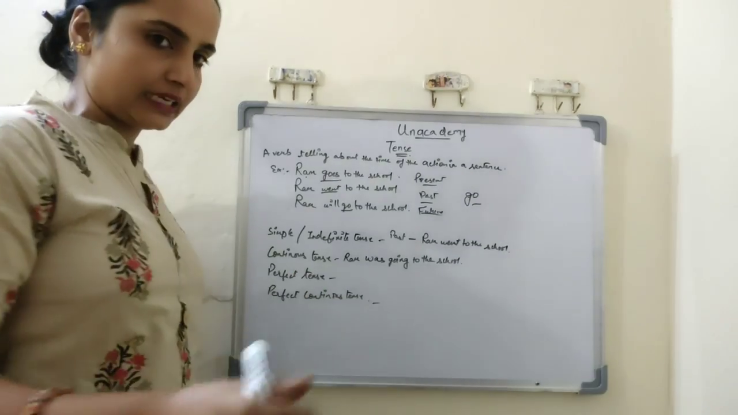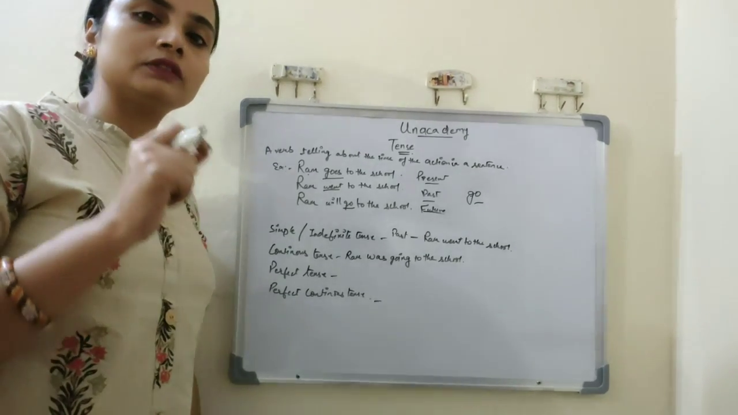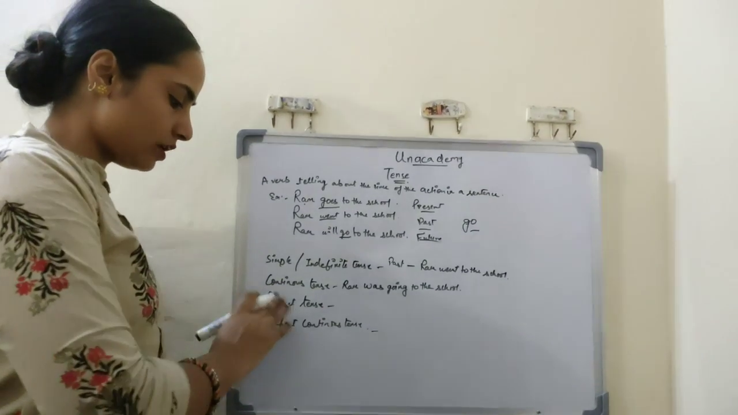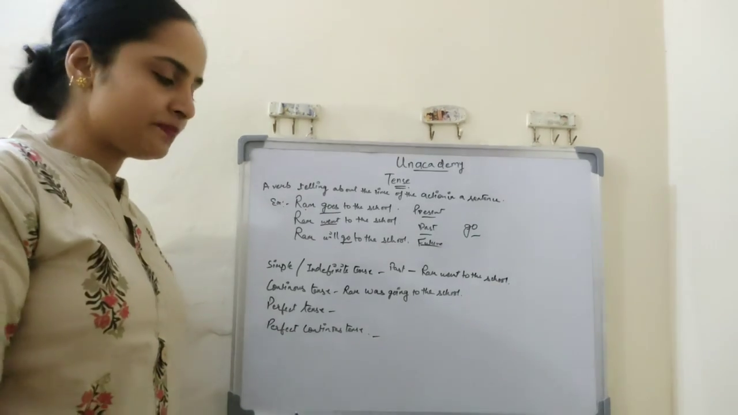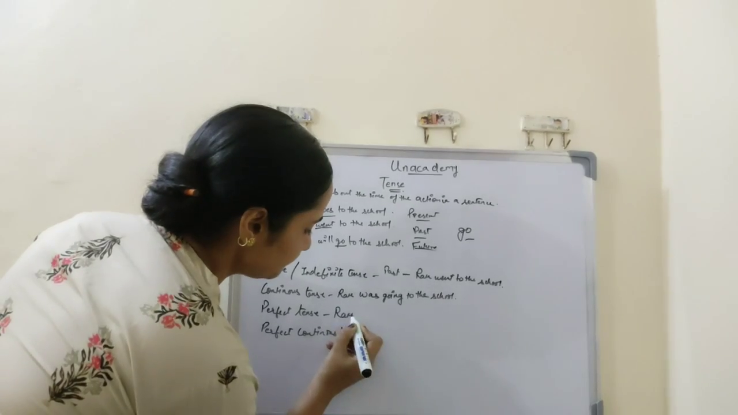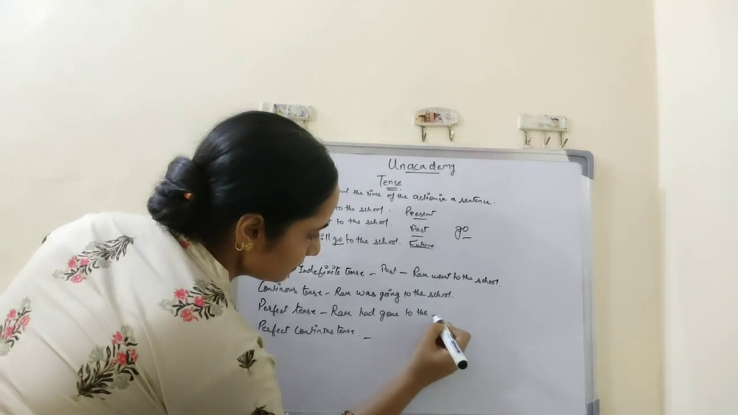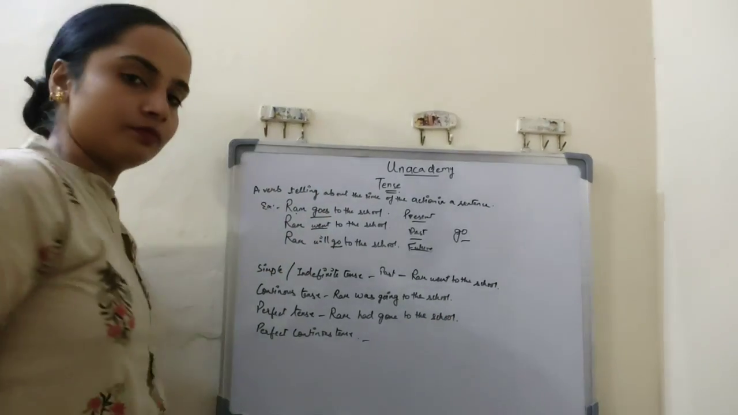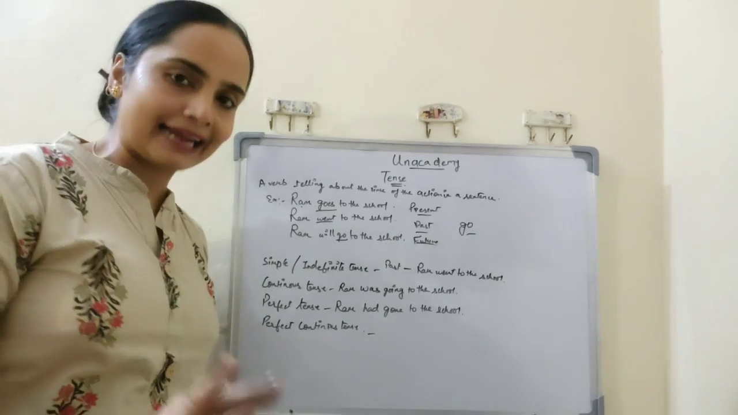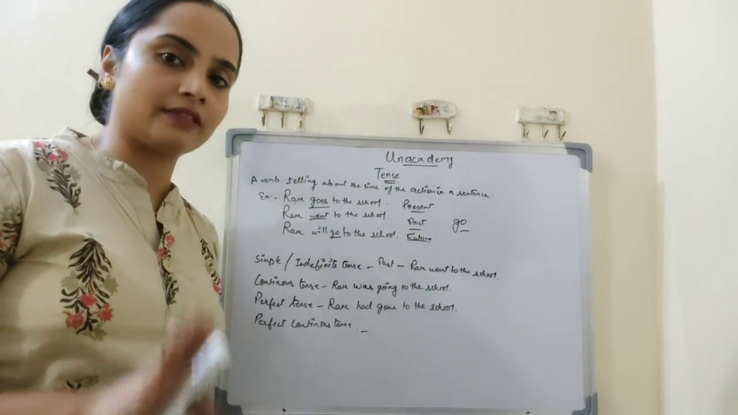Now, what happens in the perfect tense is that we are 100% sure that the action was done and it was completely done. Okay, so if I talk about the past perfect tense, it will be like Ram had gone to the school. Alright, Ram had gone to the school. We are 100% sure that Ram had gone. Okay, he was not lingering around, he was not doing anything else, he was there in the school.